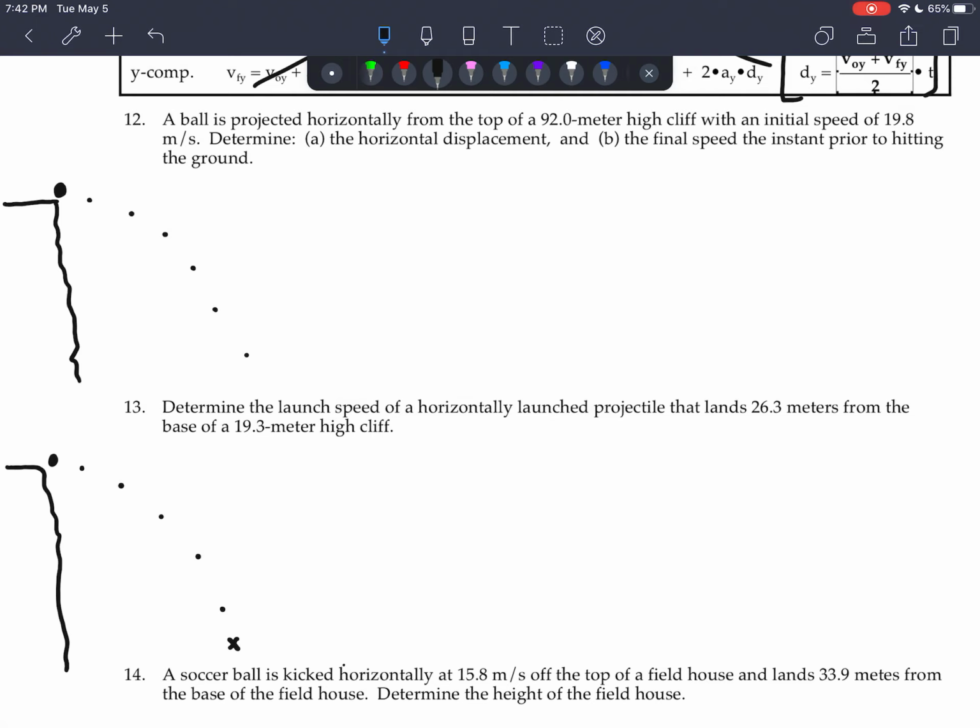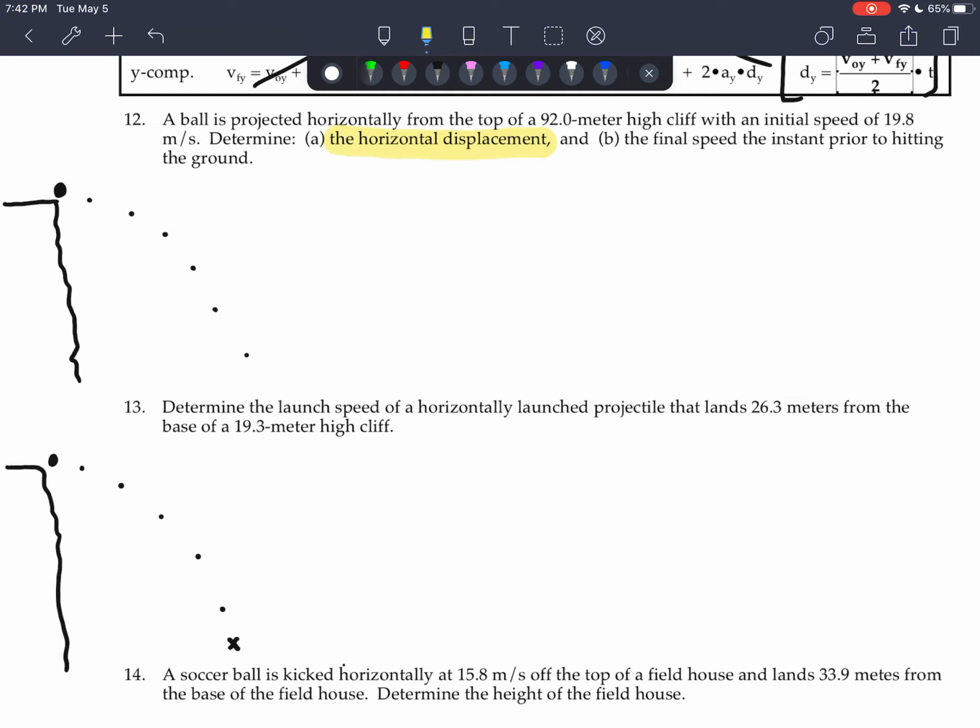A ball is projected horizontally from the top of a 92-meter high cliff with an initial speed of 19.8 meters per second. Determine the horizontal displacement and the final speed of the ball the instant prior to hitting the ground. I drew a quick sketch of what they've described, and I'm going to start marking it up.